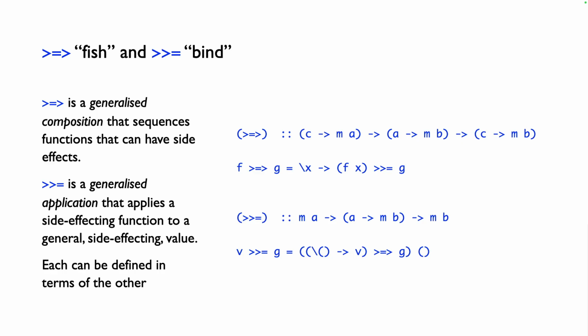So you can think of fish as a generalized composition and bind as a generalized application. It takes one of these monadic values and allows you to apply a function, a pure function, returning a monadic value, and gives you back a monadic value of the result type of the function. So that explains the functions that are in the monad type class. What we'll do next is look at some instances of that type class beyond just I/O.